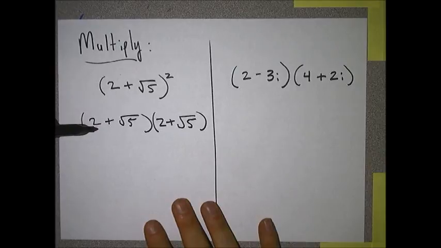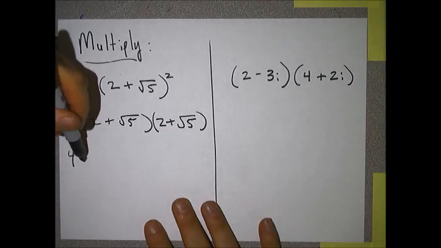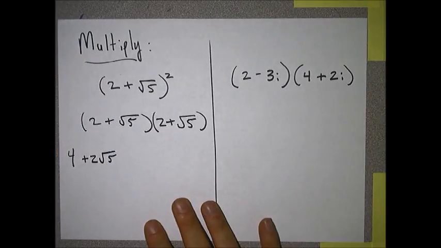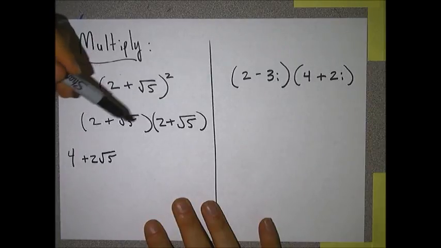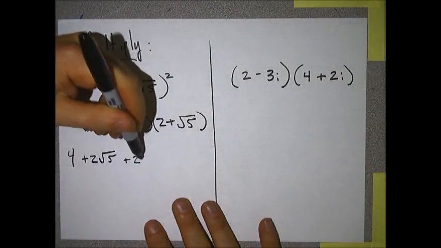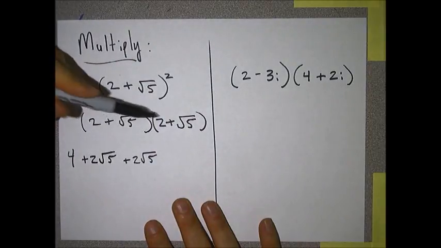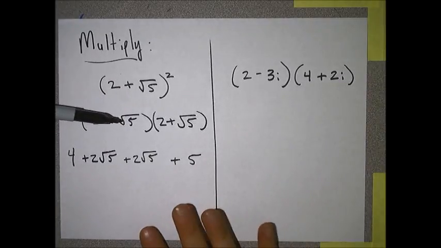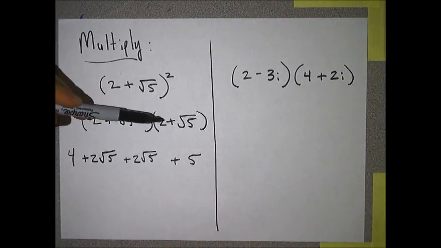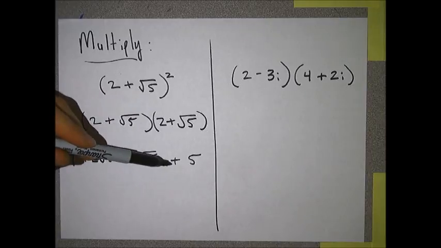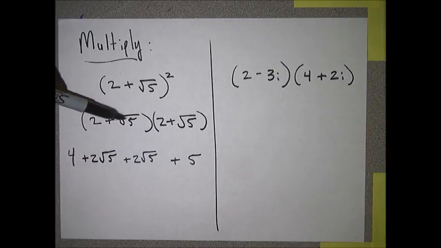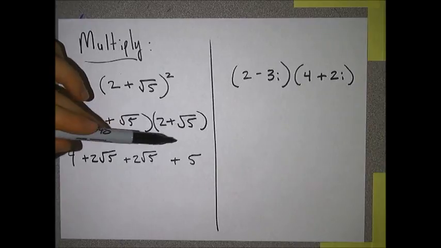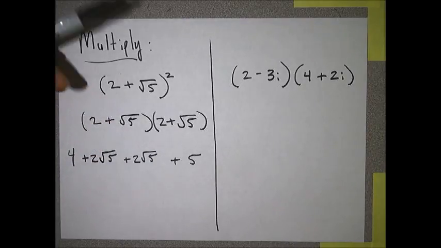First times first is 2 times 2 gives me 4. The outer is 2 times root 5, which is just 2 root 5. When I do the inner, it's also 2 times root 5, so I have another 2 root 5. And for last times last, root 5 times root 5 is 5. And the way we talked about that is the square root of 5 times the square root of 5 is really the square root of 25, which is 5. In other words, the square root of anything times the square root of the same exact thing just is going to give you the number that was underneath to begin with.